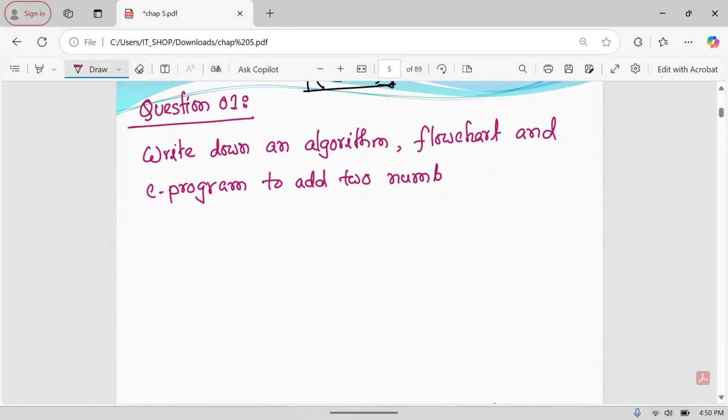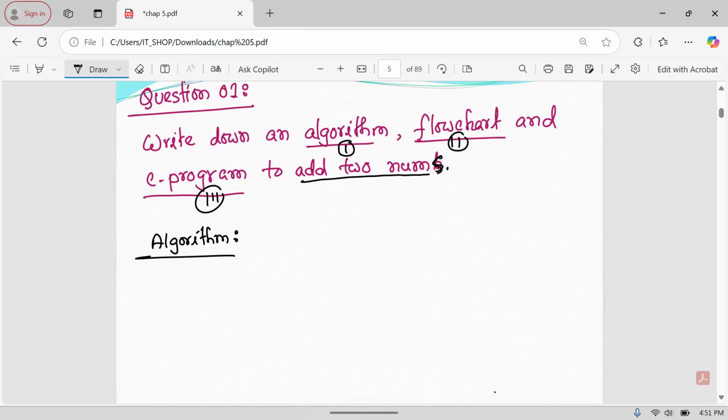So the first question: write down an algorithm, the flowchart, and a C program to add two numbers. That means in one question there are three parts: algorithm, flowchart, and C program. First, write down the solution for the algorithm part.